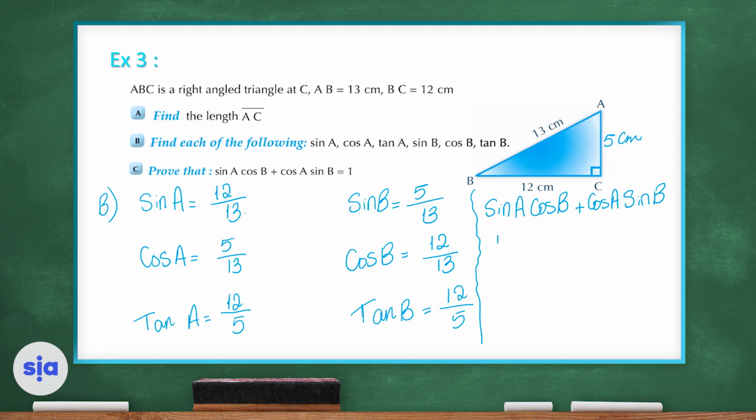Sine A, that was 12 over 13, multiplied by cosine B, which is 12 over 13, plus cosine A, that is 5 over 13, multiplied by sine B, which is 5 over 13. When you do your calculations, you will see that this is equal to 1. So here we prove that sine A cosine B plus cosine A sine B is equal to 1.